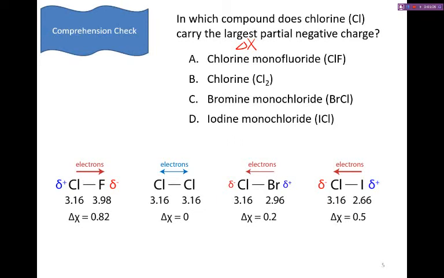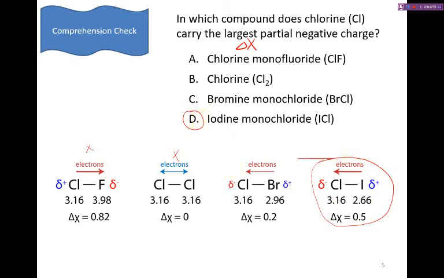This would mean then that the largest partial negative charge on the chlorine is going to be the one where the chlorine is more electronegative than the other element that it is bound to. So while this is the largest difference in electronegativity, chlorine has a partial positive charge. And so we can eliminate that because it has a positive charge, this because it has no charge. And then comparing these two, we see that chlorine is negative in both cases, but it is more negative in the case of the iodine with the chlorine. And that's because there's a larger overall difference.